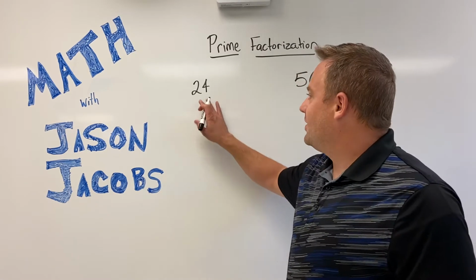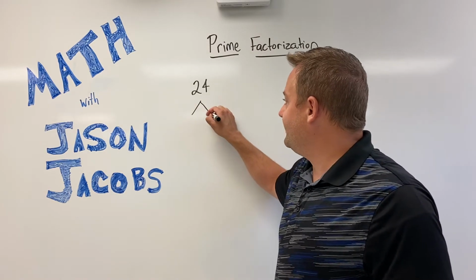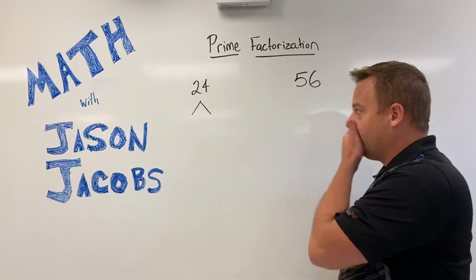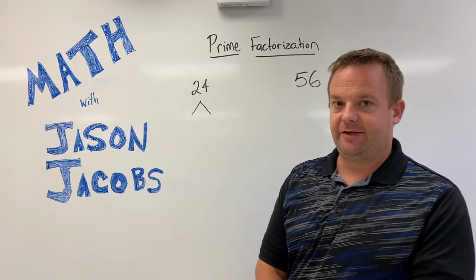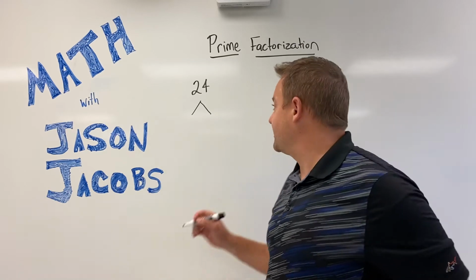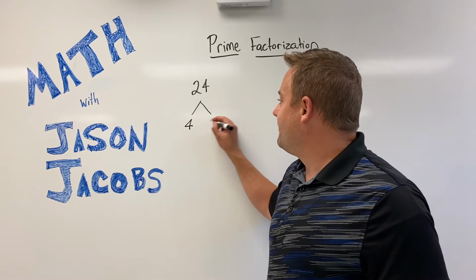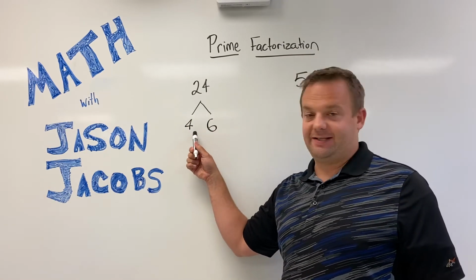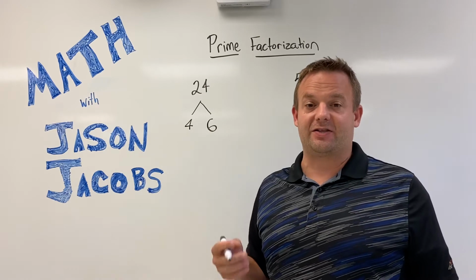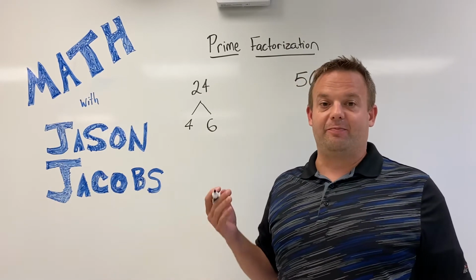So here we go. What's the prime factorization of 24? Well, 24 factors out into what times what? What are two factors? Maybe you said 6 and 4, or 4 and 6 if I use the commutative property. Now, 4 is composite. It's composite because it has 3 or more factors. We have to get it all the way down to prime.